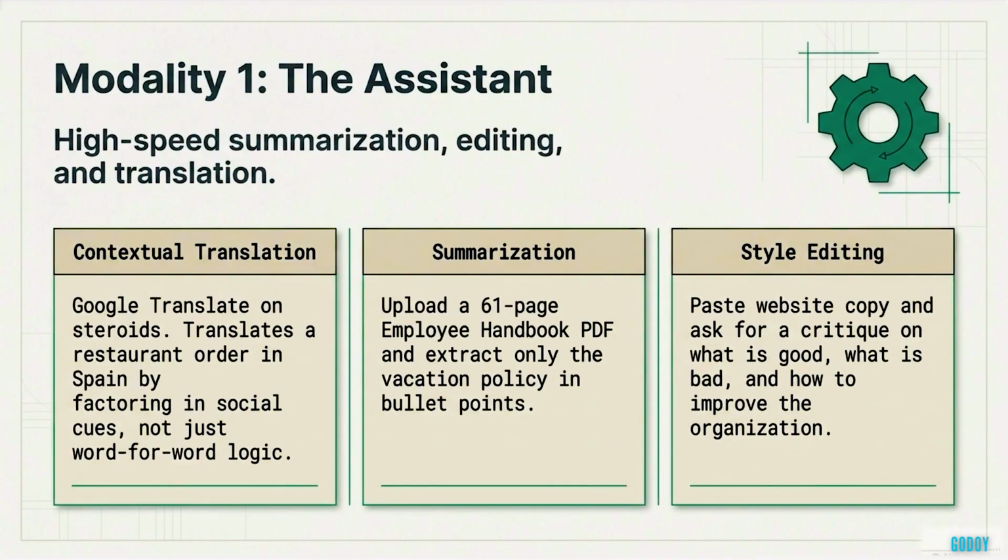Modality 1, the assistant, is used for high-speed summarization, editing, and translation. Examples include contextual translation, summarizing long PDFs into bullet points, and style editing for website copy.